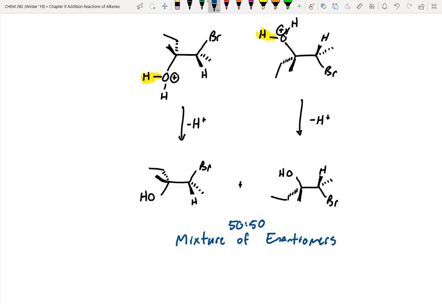In each situation, though, if you notice, our alcohol came off the less substituted carbon, and our bromine came off the least substituted carbon. So we can't predict our products, but just like before, we need to watch out for stereoisomers.